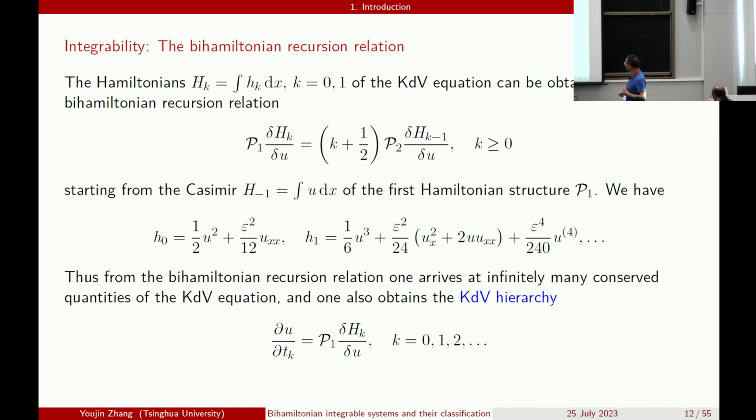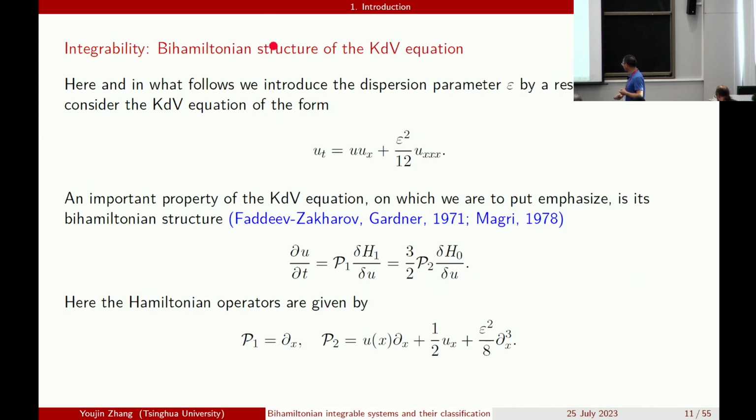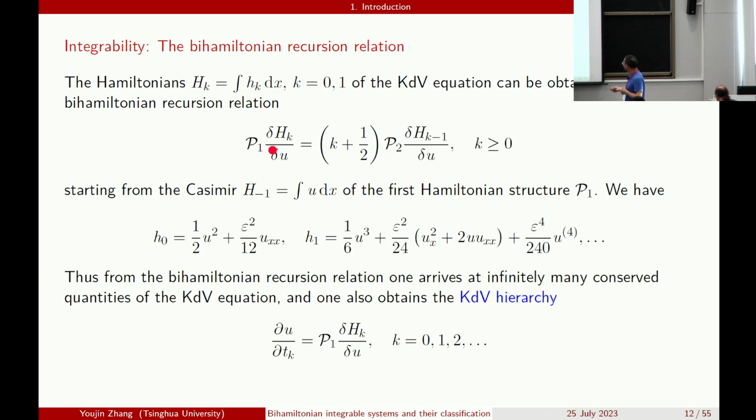So they form a bi-Hamiltonian structure. The first one in our case is this P1. This Hamiltonian structure has a Casimir, with the density of u. Starting from the Casimir, we put k equals minus 1 here, and then we put k equals 0. On the right-hand side, we obtain the differential polynomial u, and then we solve this equation to obtain the H0.